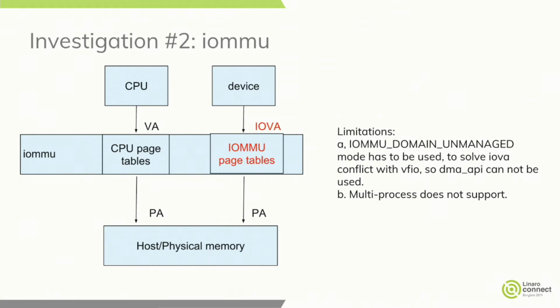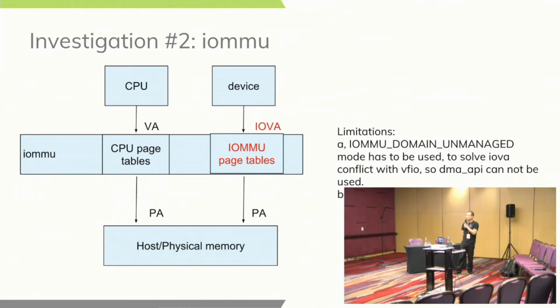Second, we use the IOMMU. The IOMMU is very good. It can provide some protection, since the IOMMU can do isolation. Using the IOMMU, we do not need physically contiguous memory, since the IOMMU can translate the IOVA to the PA. So there is no need for physically contiguous memory. But there is still one limitation. Currently, in the server area, virtualization is very popular. We use the VFIO feature to support virtualization.